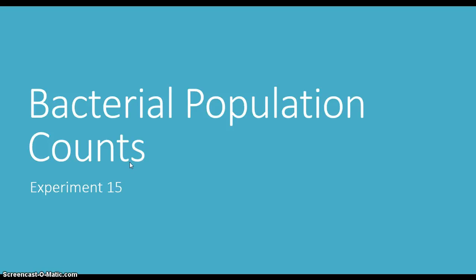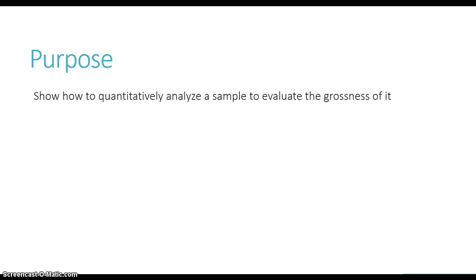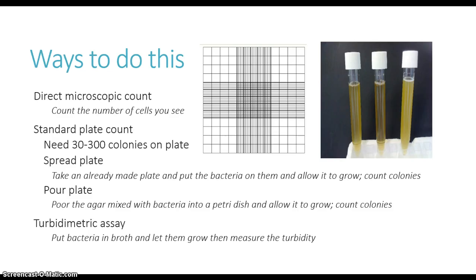Okay, experiment 15 is bacterial population counts, and this is one of the more conceptually confusing labs that we have. So I'm going to try to get through this. The purpose was to show how to quantitatively analyze a sample and evaluate how gross it is, pretty much. You find out how many microbes are in a specific sample. Well, not necessarily viable, I guess. Just how many microbes, different ways to find out how many microbes are in a sample.